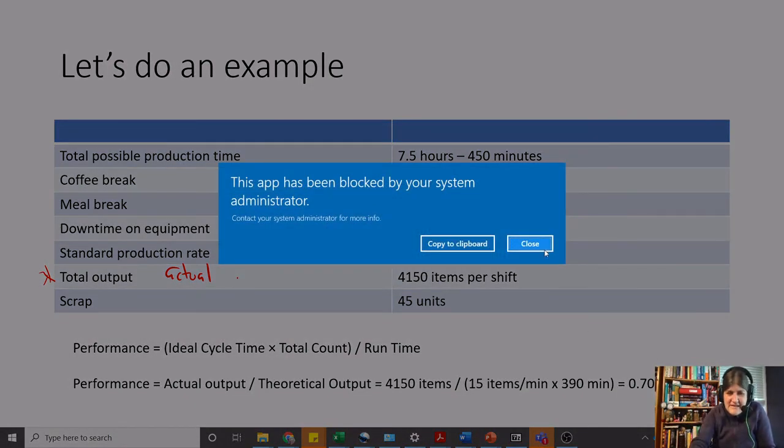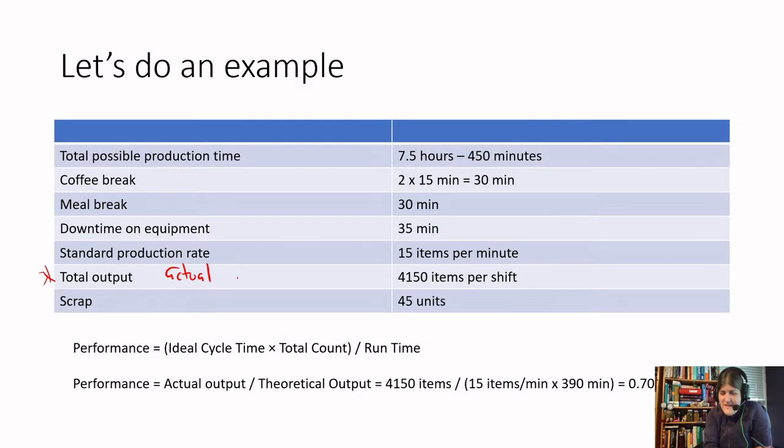my calculator is blocked by my administrator. Fantastic administration. So I don't have a calculator. You can do the math. 15 times 390. What we are getting out is a pretty lousy score here. I've actually left my phone in the other room, so I can't even do the manual calculation in my calculator.